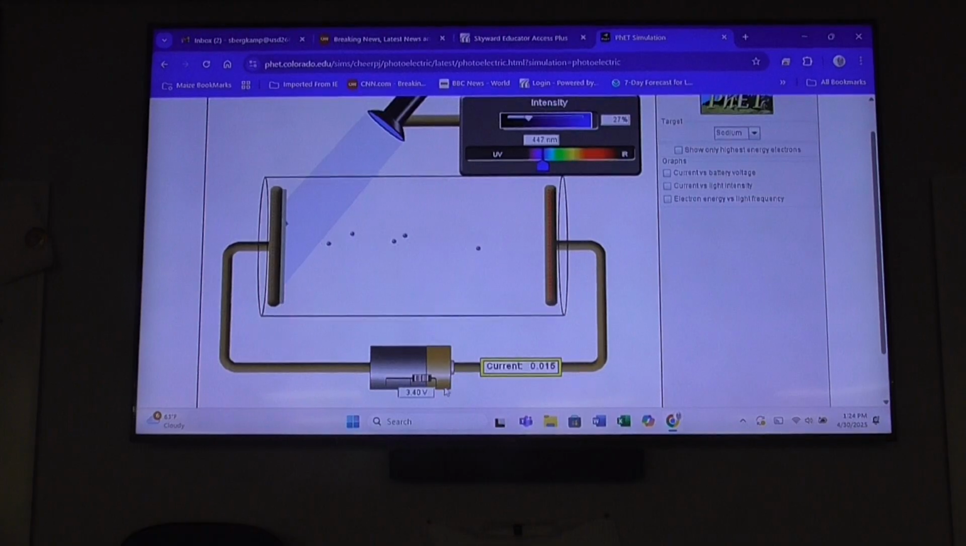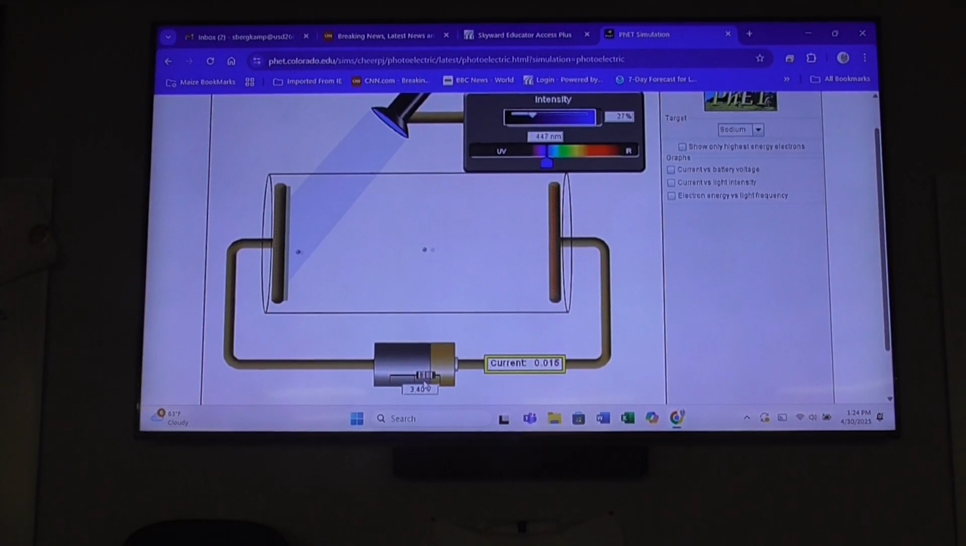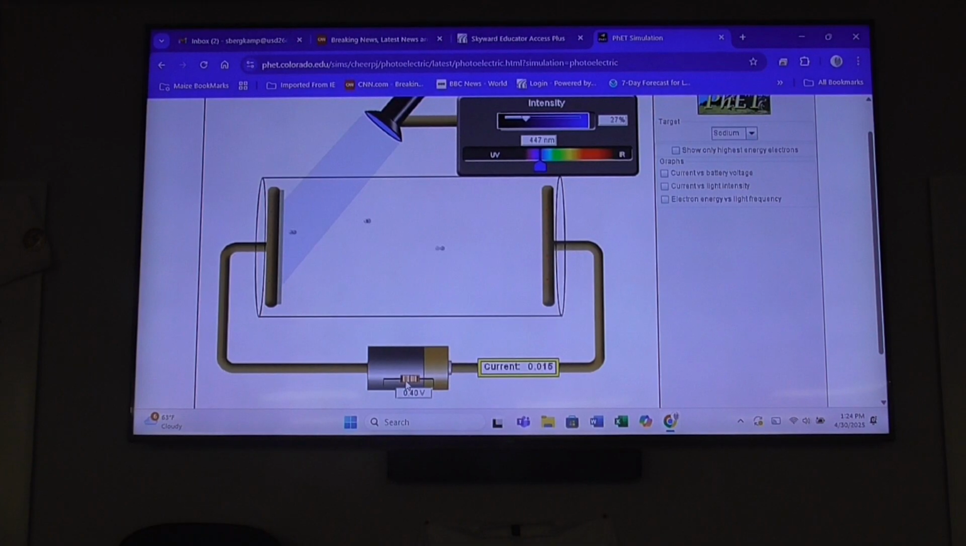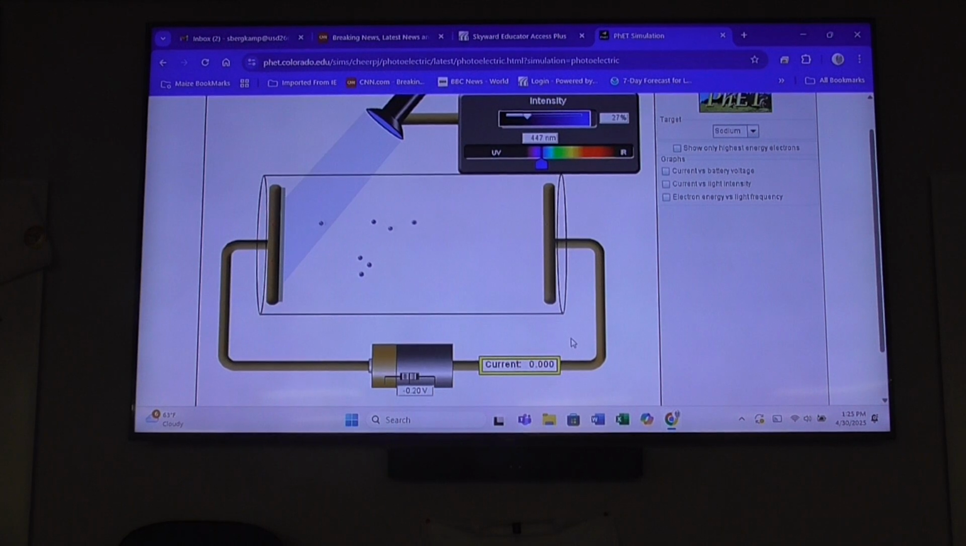Now, however, if I take that voltage, though, and if I make it negative, notice that the current effectively goes to 0.